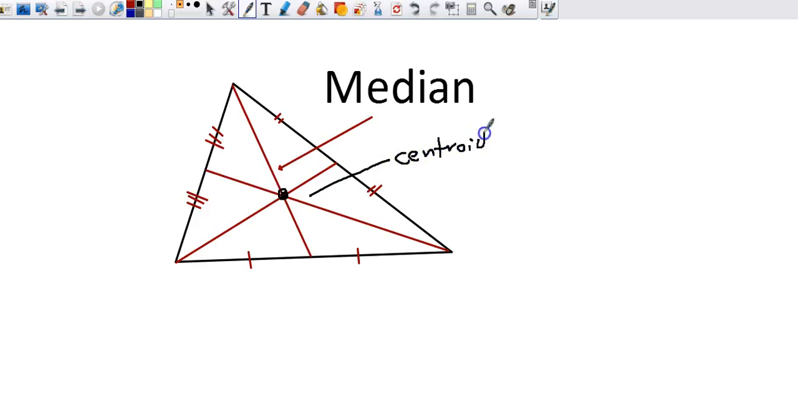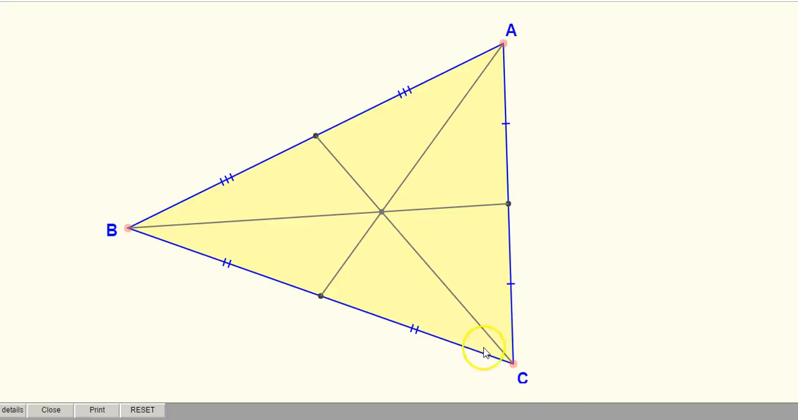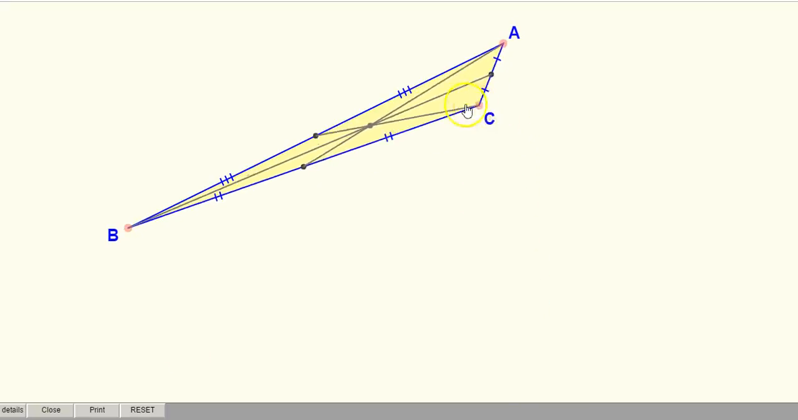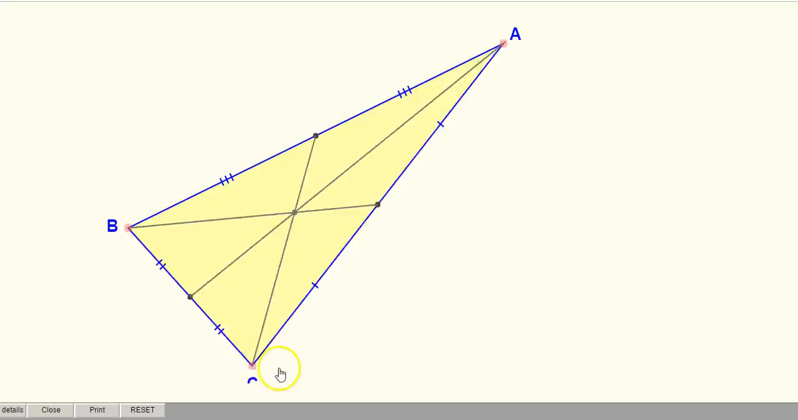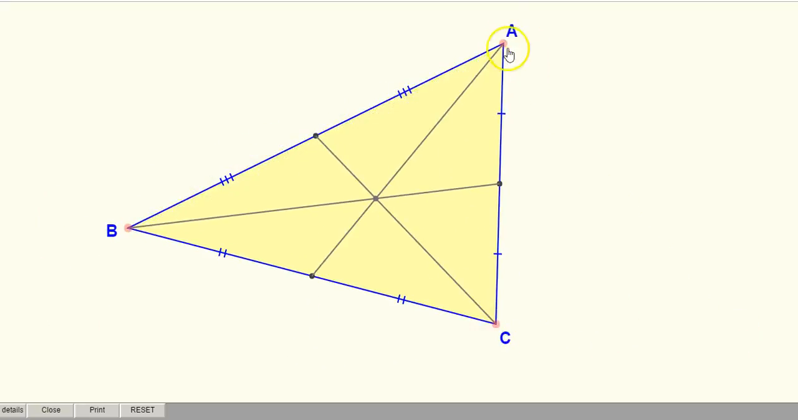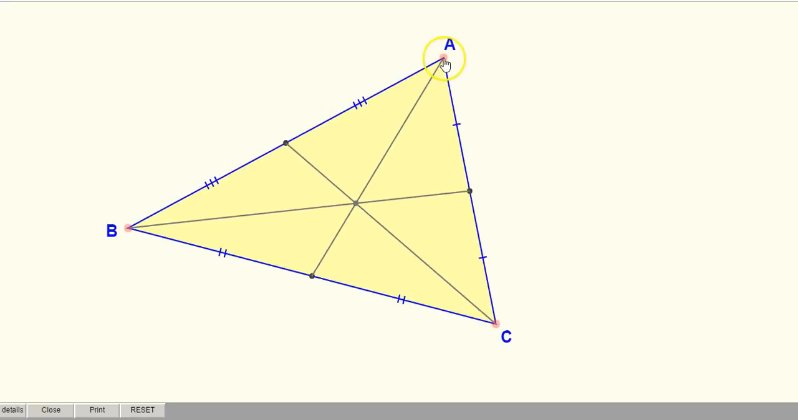So you kind of hear, centroid and median sound the same. They both mean middle, I guess. But the medians are the segments connecting the vertex and the midpoint of the opposite side. Centroid is the point where they meet. Now, the cool thing about the centroid is it's always going to be inside the triangle. So if you look at this animation here, no matter how I change the triangle, that centroid will be inside. It's always going to meet there. I could move these other vertices and it's still going to be in there.